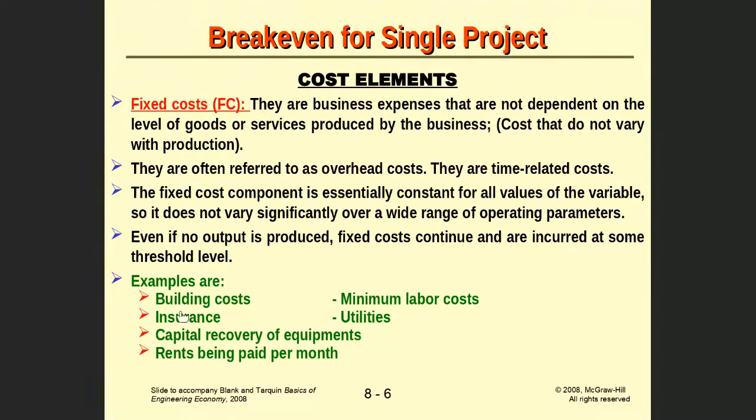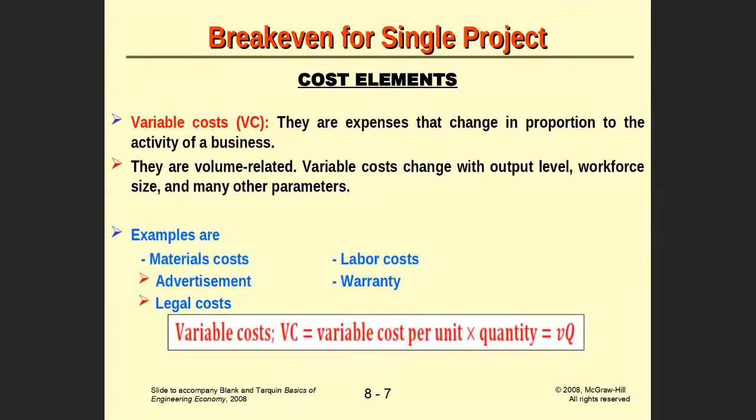Insurance for the facility is also one of the examples of a fixed cost. The second type of cost is the variable cost, which, on the contrary, is going to depend on the number of production. An example is the material. You are going to consume more material if you are increasing the production, so the variable cost will be material.